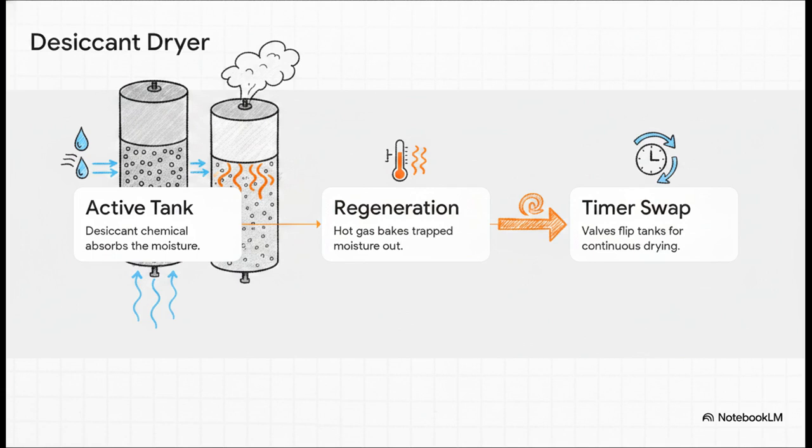The gas flows through the active tank, getting scrubbed completely dry. But eventually, that chemical gets totally saturated. So, at the exact same time, the plant is blasting hot air through the second regeneration tank to bake the trapped moisture right out of it. When a timer goes off, mechanical valves just flip the airflow. The wet tank starts baking, and the freshly baked tank takes over drying the gas. It just breathes back and forth endlessly.